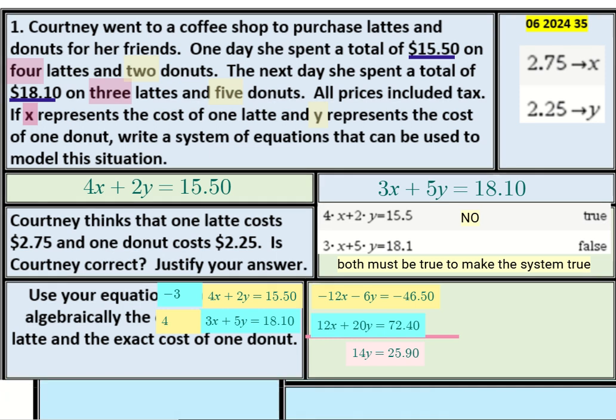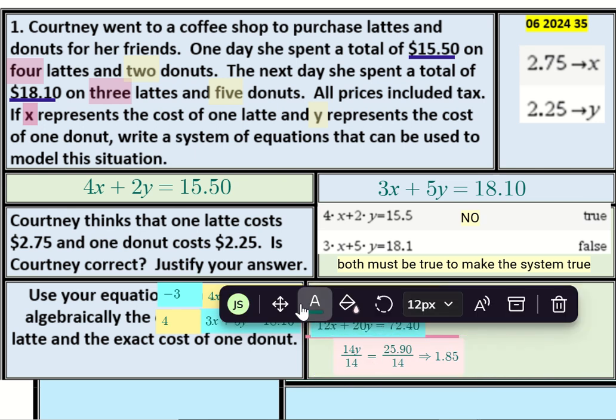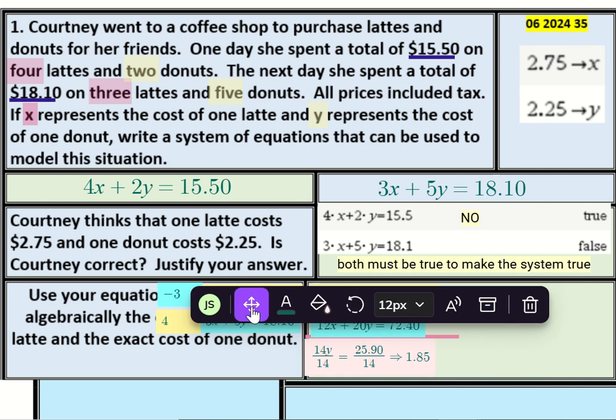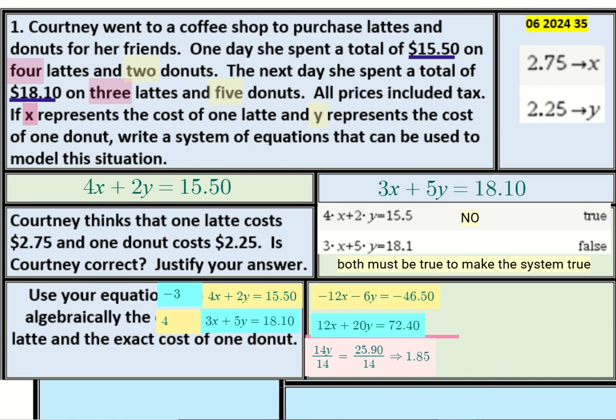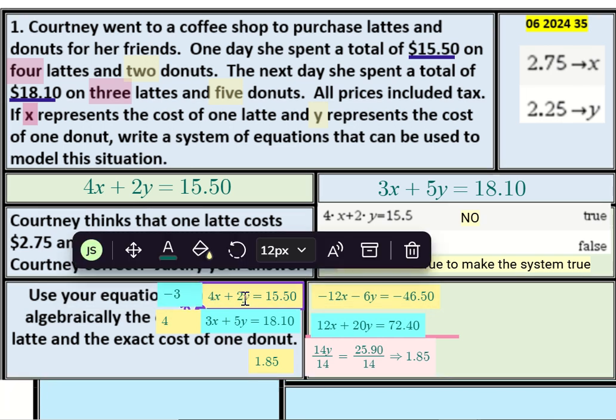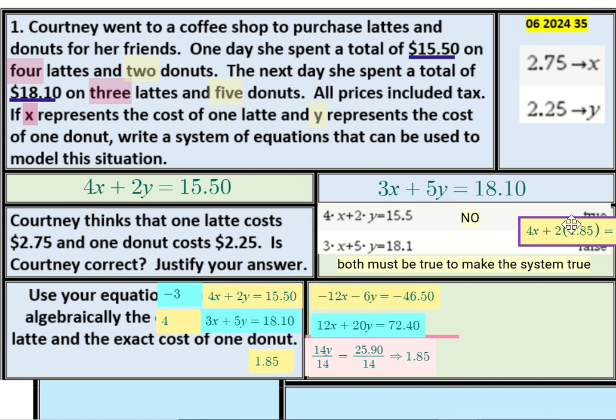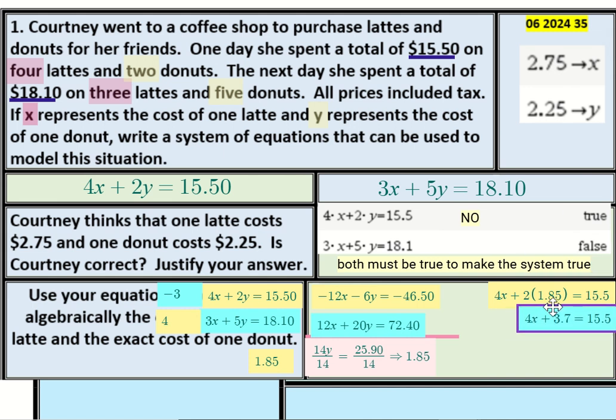So to find y, we just divide both sides by 14, and we get that y is 1.85. What does y represent? Hopefully somebody said donuts. So a donut costs $1.85. Now, if I know the price of a donut, I can take either equation and plug that in. So right here, I have a 2y. So I'm going to use that equation, and instead of writing y, I write $1.85. Multiply that by 2, I get 3.70.